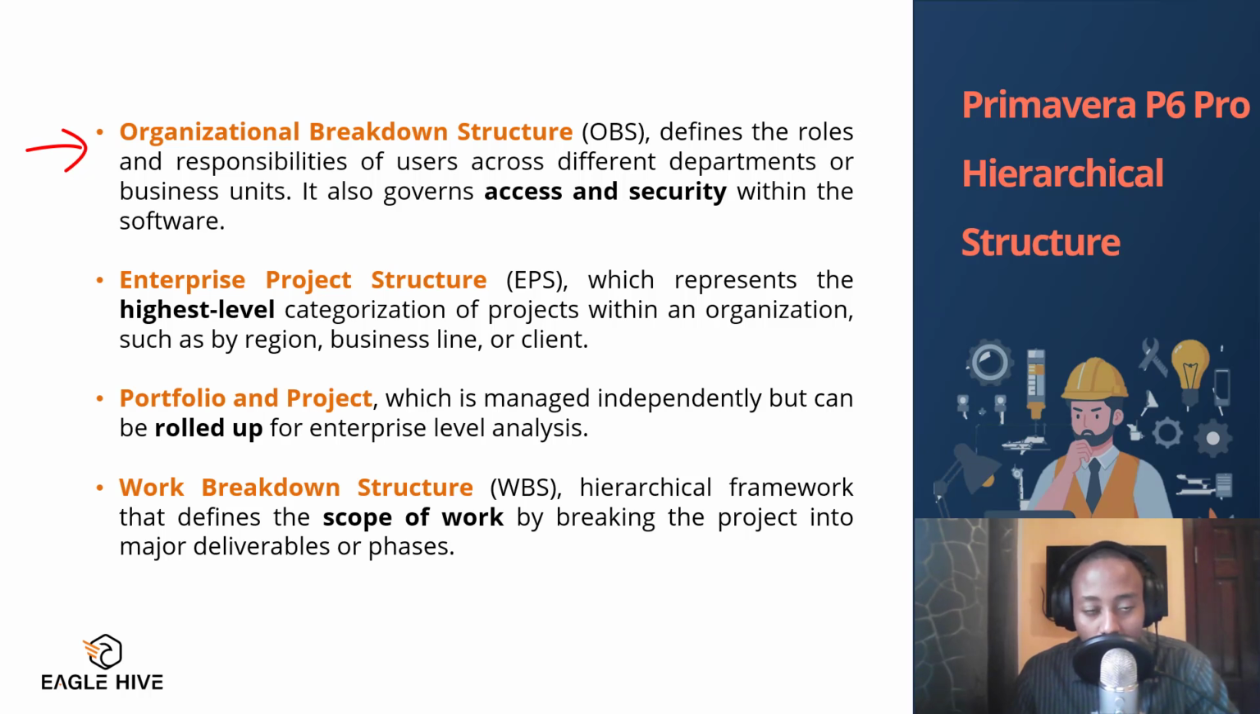After you have the OBS, in other words the organization breakdown structure, the one that we usually see in any organization chart, then you go into the EPS. This is the enterprise project structure. From here, you can see the different departments available in that specific project. You can represent the highest level of the project in terms of regions, business lines, or even clients. After you've done that, you can get to your projects. Or if you have many projects, you can term them as portfolios. From here, you can come down to your work breakdown structure. This is the WBS, where you can break down the scope of works into different sections.